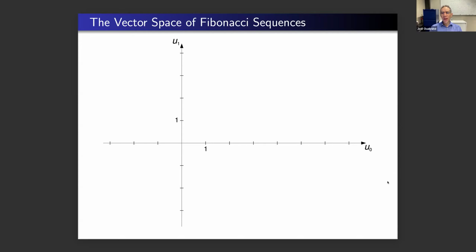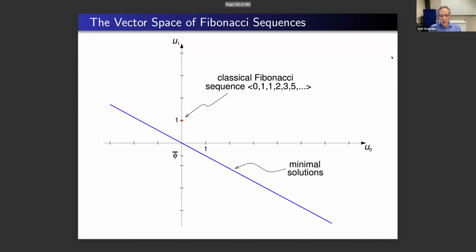So here I'm plotting the vector space of solutions to the Fibonacci recurrence, where I'm identifying every such infinite sequence with the first two values, because once I've defined the first two values, the sequence is uniquely defined. So u0 and u1. The classical Fibonacci sequence starts with 0, 1, so I've plotted that here in red. Okay, so that's the classical Fibonacci sequence. Now here's phi bar, just to see. It's a negative number of magnitude a little bit less than 1.